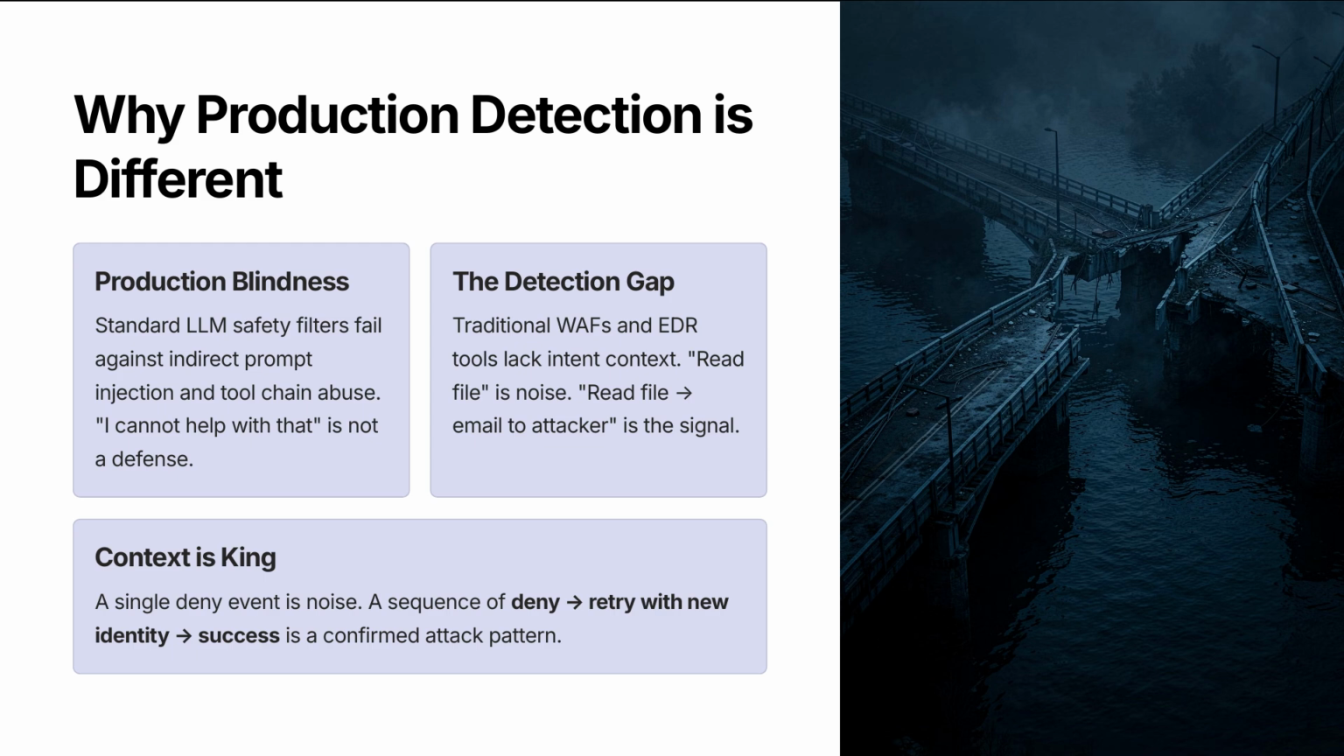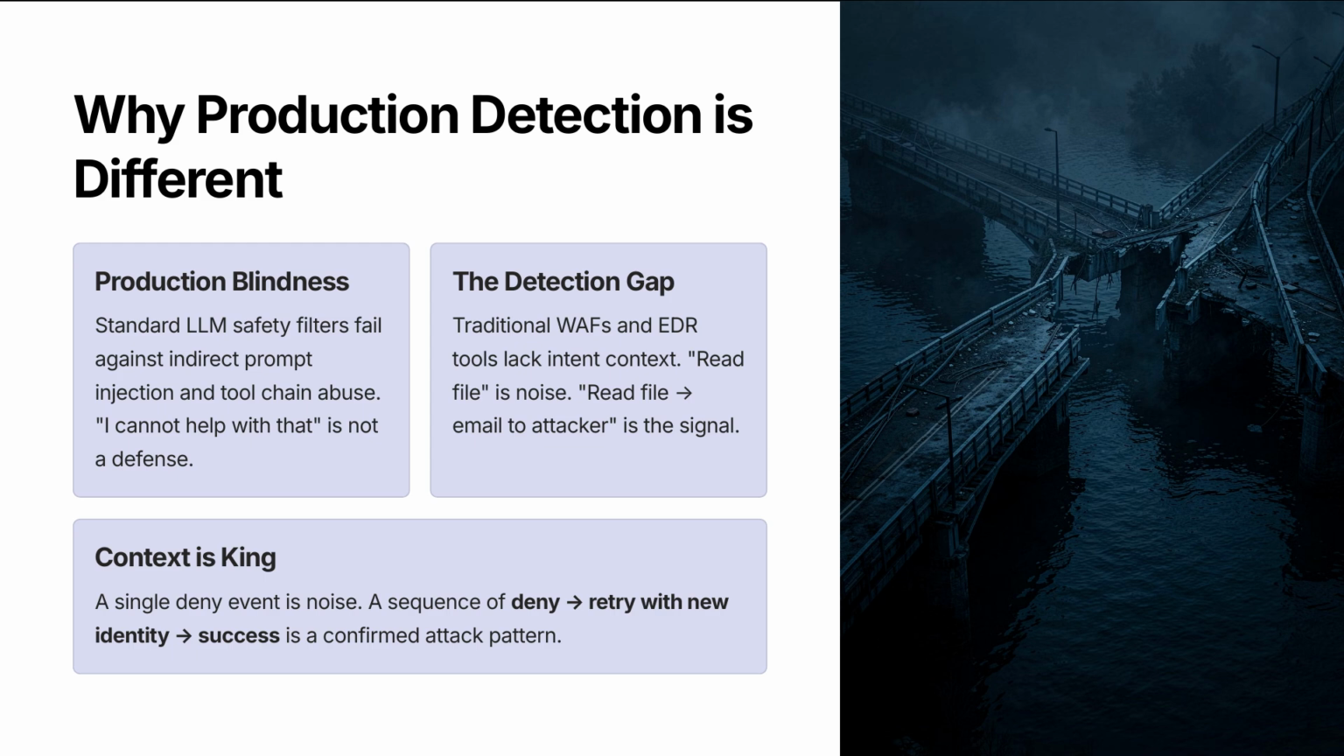That creates production blindness. Standard LLM safety filters are useful, but they're not enough against indirect prompt injection or tool abuse. If an agent says, "I cannot help with that," but a connected tool still pulls sensitive data or performs an unintended action, the defense has already failed.